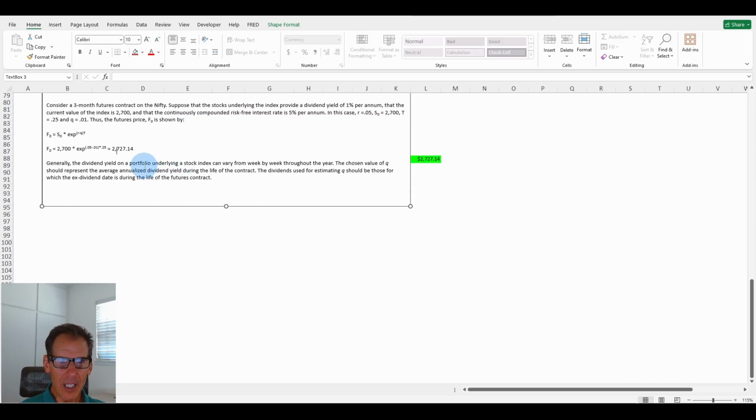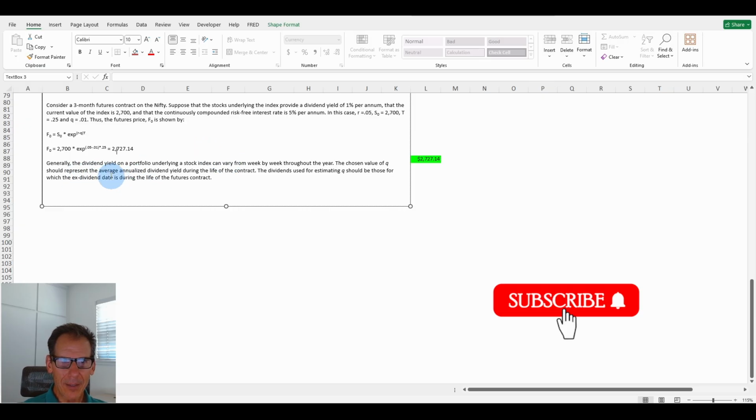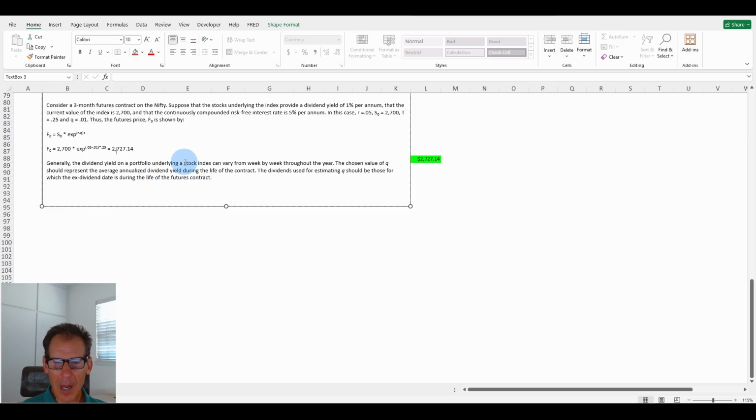Generally, the dividend yield on a portfolio underlying a stock index can vary week by week throughout the year. The chosen value of Q should represent the average annualized dividend yield during the life of the contract. The dividends used for estimating Q should be those for which the ex-dividend date is during the life of the futures contract. This is something that would be impossible if you tried to do it manually. So that's why you pay as much as you do for Bloomberg or Capital IQ, because they have systems in place to digest all this information.